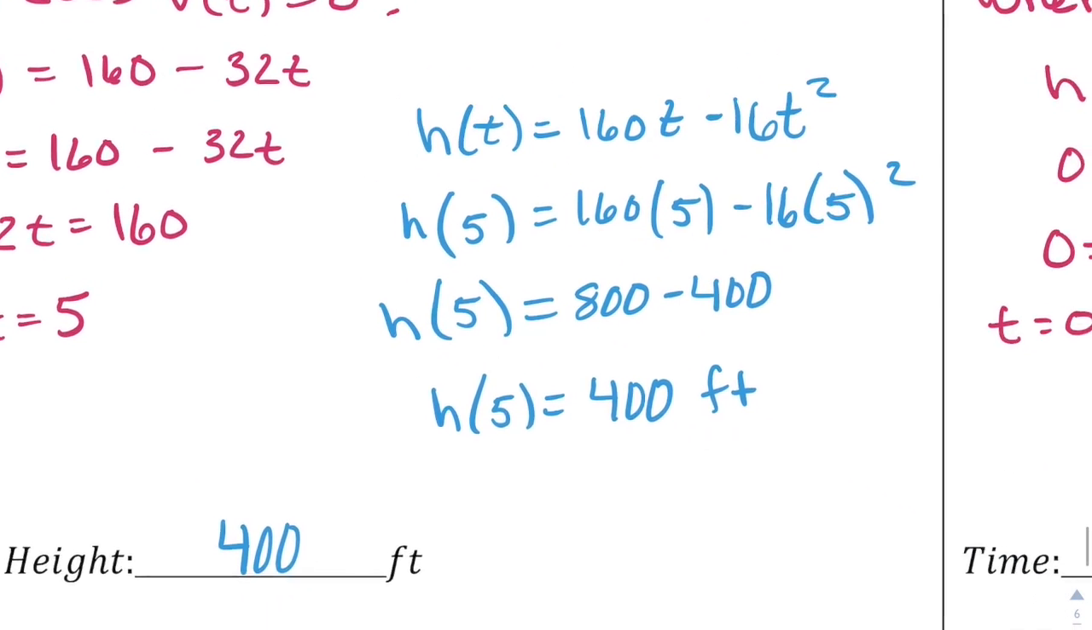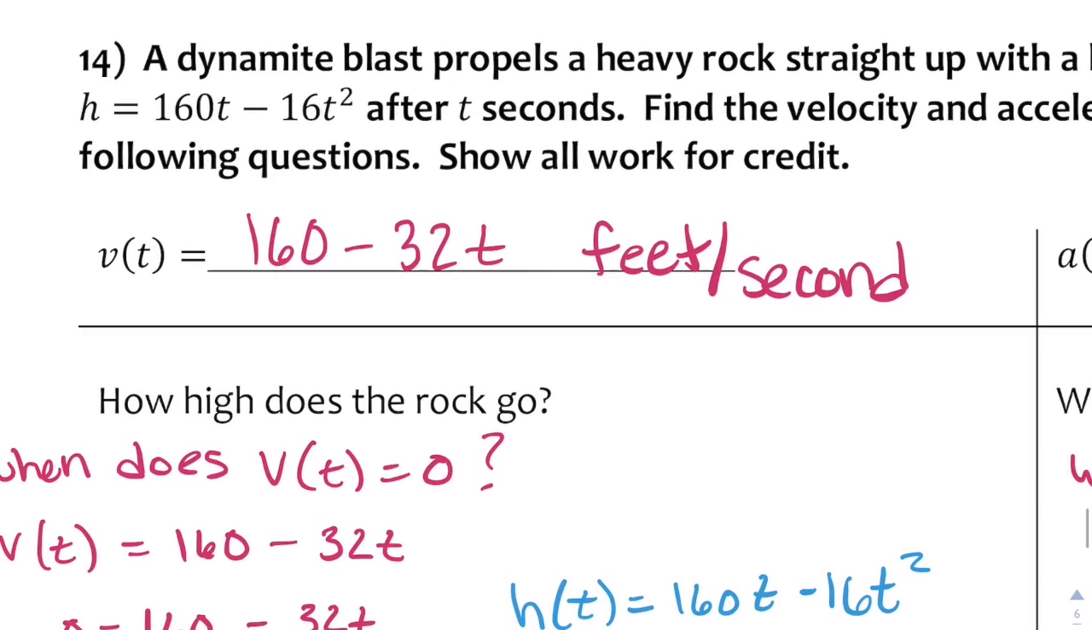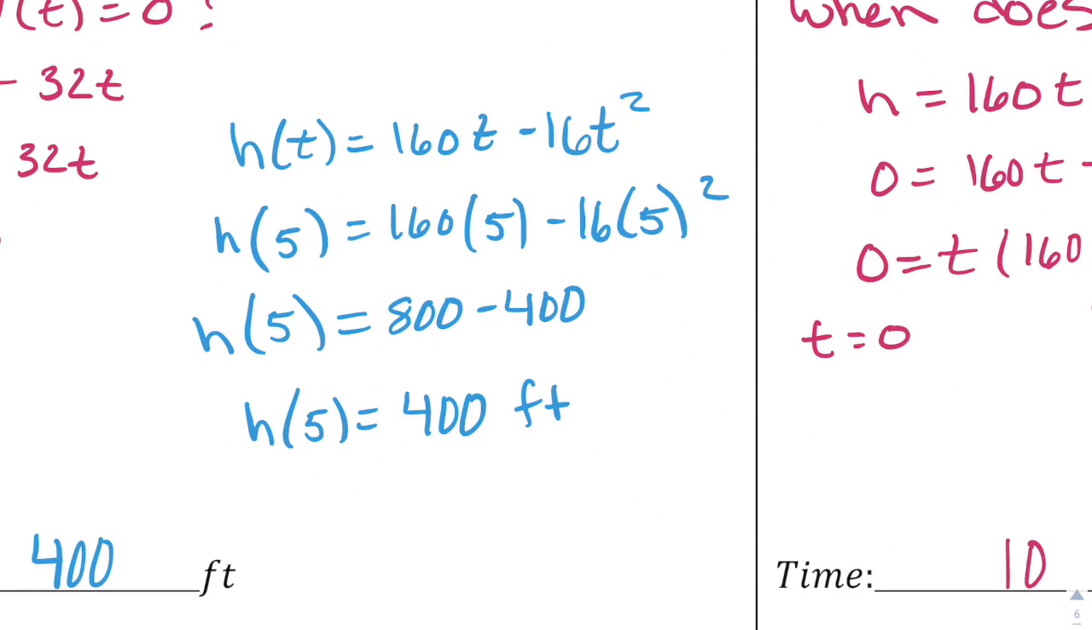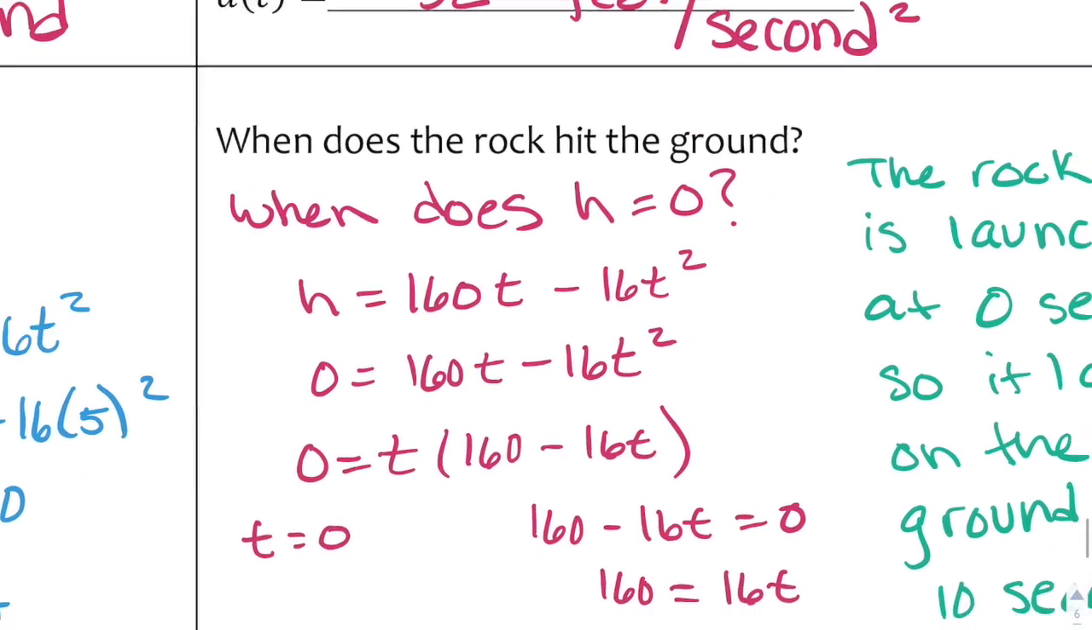After that, we evaluate 5 in the height function, the original function. So we have time, we substitute time in, we get 800 minus 400, we get 400 feet. This rock reached a maximum of 400 feet at 5 seconds.